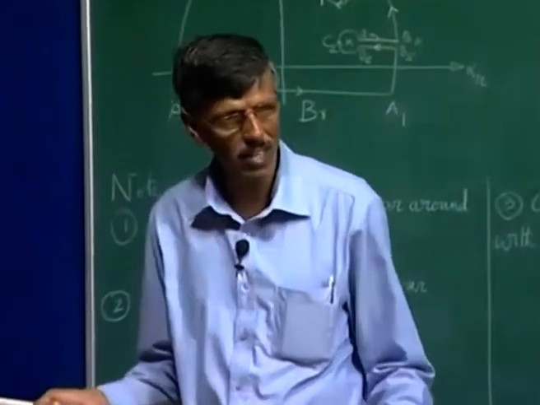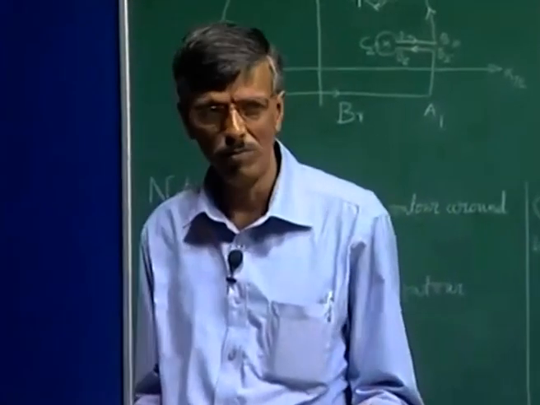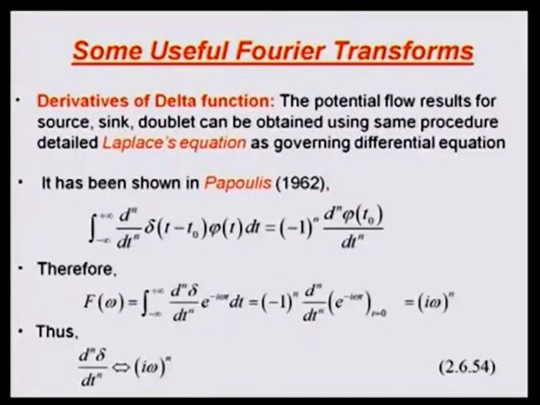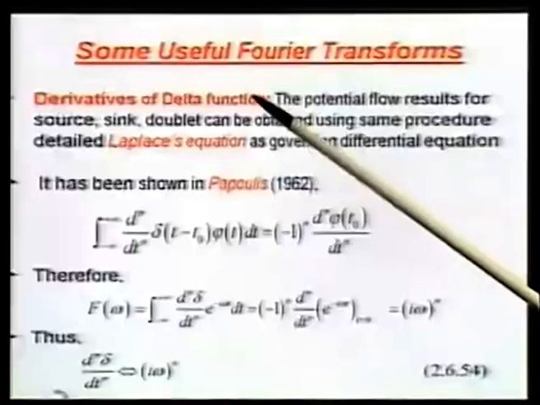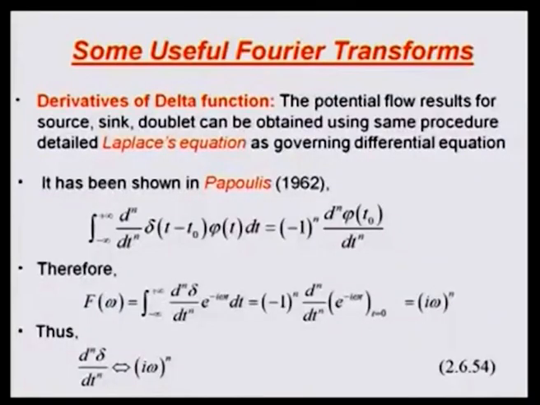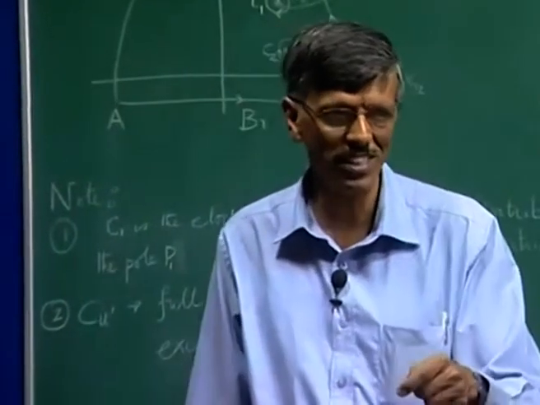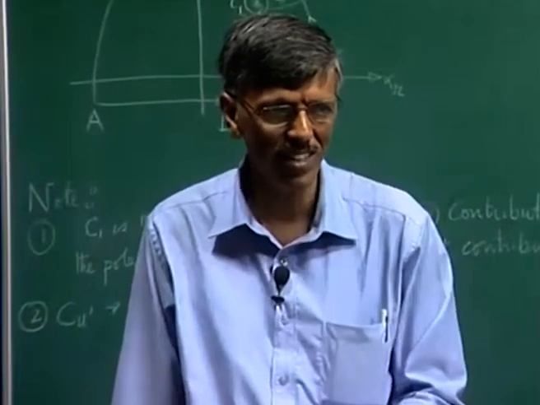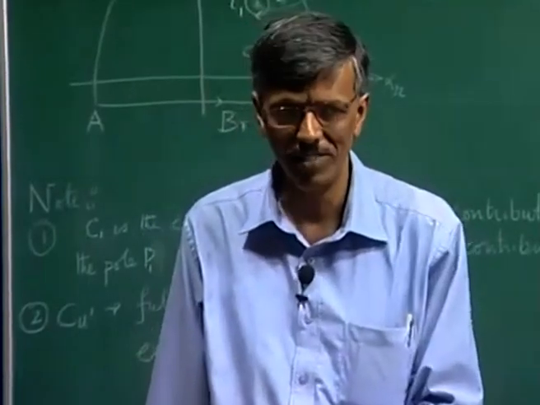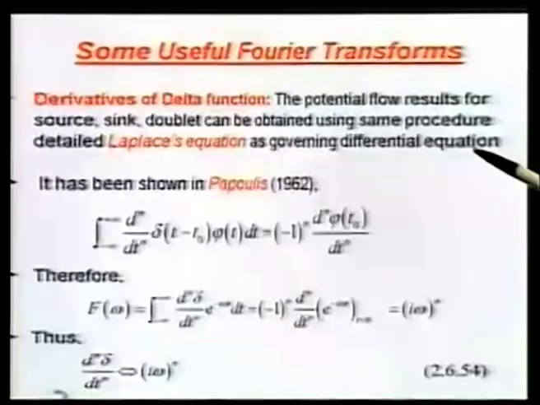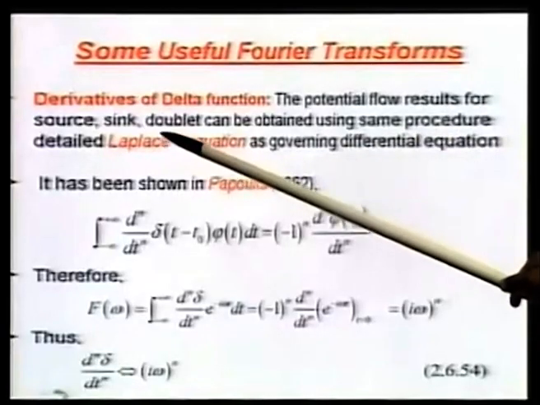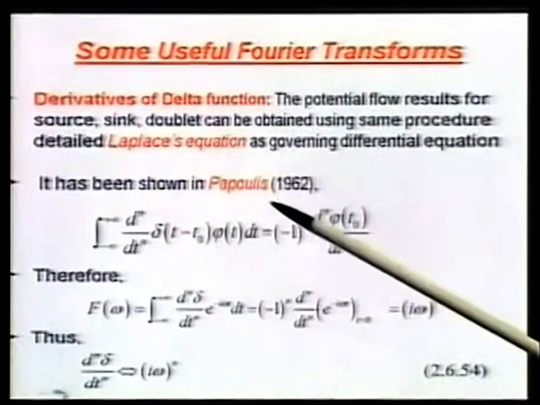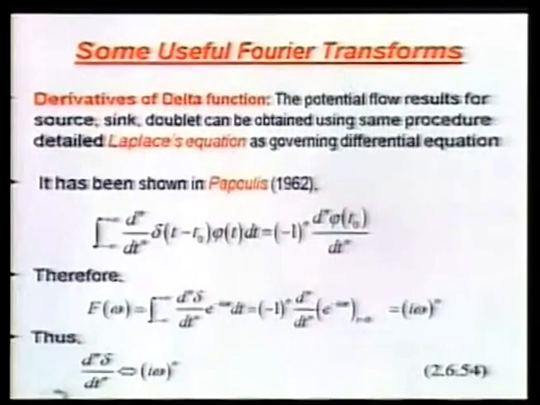So, if I look at the actual problem, can I solve it? Can I solve the problem? Because the governing equation is what? Laplace's equation for phi or psi. Now, if I give a boundary condition that I am putting a source or sink at, say, the origin, then I can calculate the field. So, that is the observation I make: the potential flow results for source, sink, and doublet can be obtained using the same procedure, by using Laplace's equation as the governing differential equation.